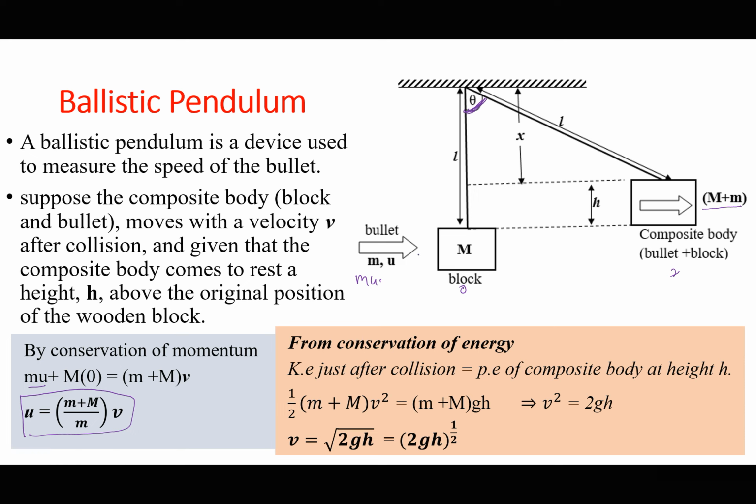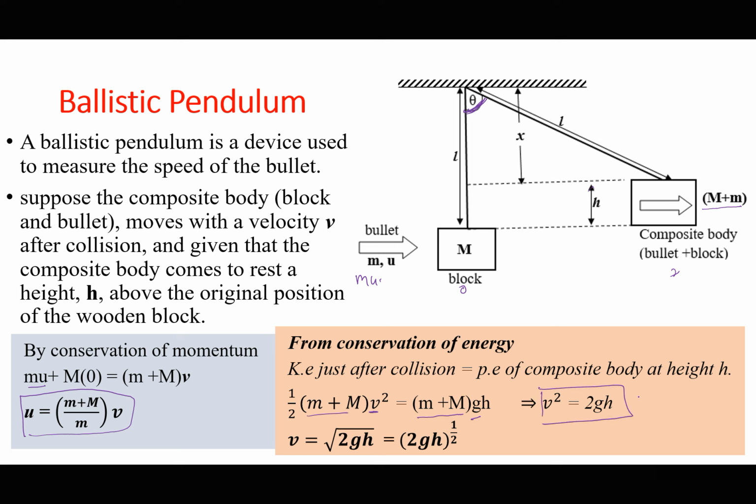just after the collision, the kinetic energy just after collision is converted into gravitational potential energy, or it is equal to an increase in the gravitational potential energy when the composite body rises through a vertical height h. So the kinetic energy just after the collision is equal to a half times total mass times the speed just after the collision, which is v, which becomes gravitational potential energy, which is capital M plus small m times gh. And when you make v squared the subject, you find that v squared is equal to 2gh.